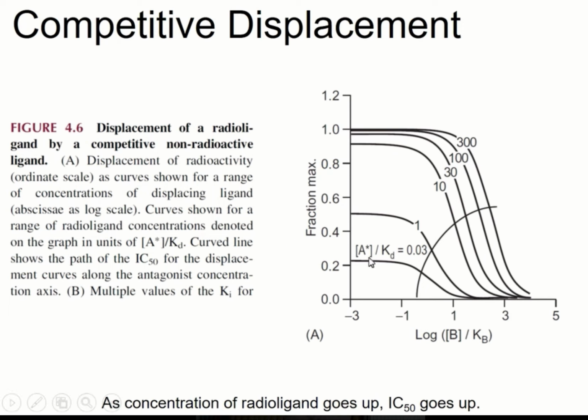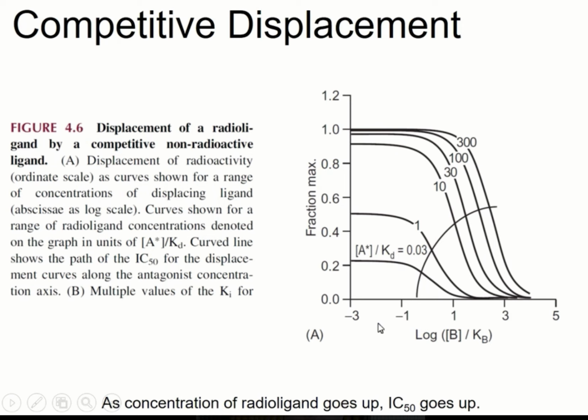Let's look at one curve here to begin with. The x-axis is just increasing amounts of antagonist. Again, as always, ignore the stupid units here. The y-axis is how much of our agonist is bound. So on the lowest curve here, we added a low amount of agonist. This is the 0.03 here, the lowest amount of agonist that we're going to use. And so we started with this much binding.